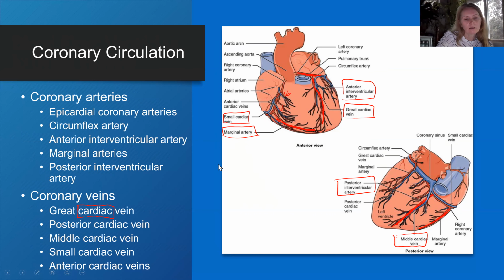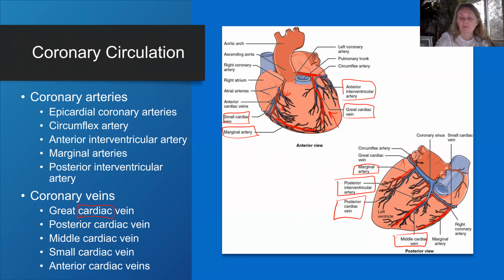So we have the great cardiac vein right here. Then we have the posterior cardiac vein. Oh, we didn't show this one. It's right here, where we have another marginal artery. So that's a posterior cardiac vein, right there. So we have the great cardiac vein again, this posterior cardiac vein, a middle cardiac vein, the small cardiac vein over here, and anterior cardiac veins. And we have way more than that, right? And they form anastomoses, so they interconnect, making sure your heart gets enough blood supply, right?